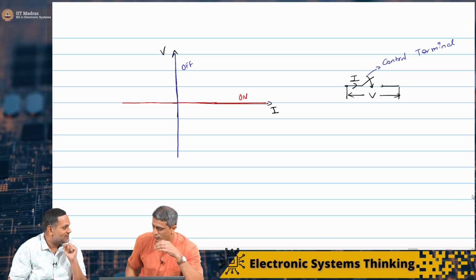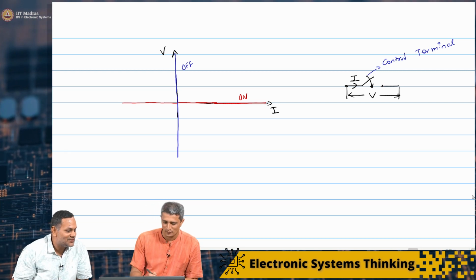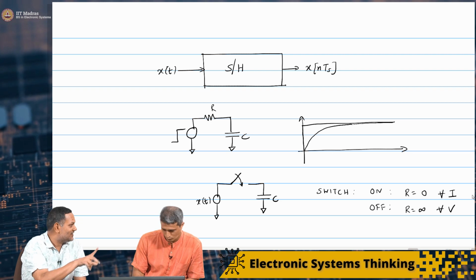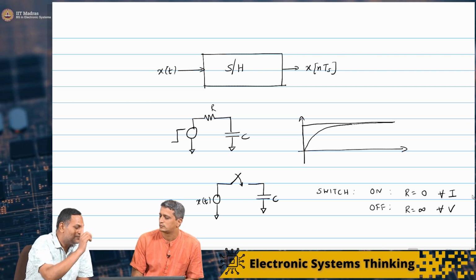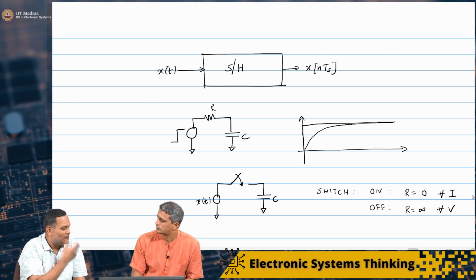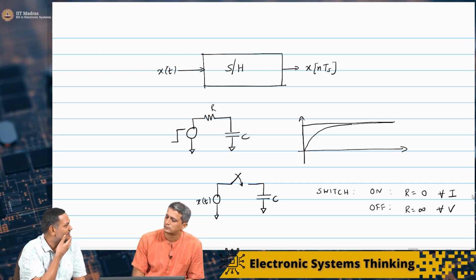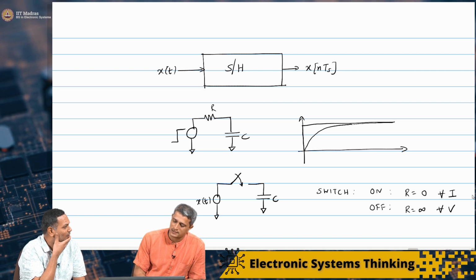I have one more question before we move ahead. Can you go back to the previous page? I noticed something interesting. You said when it's on, the resistance is 0. When it's off, the resistance is infinity, for any voltage. What power is dissipated by the switch in on and off states?